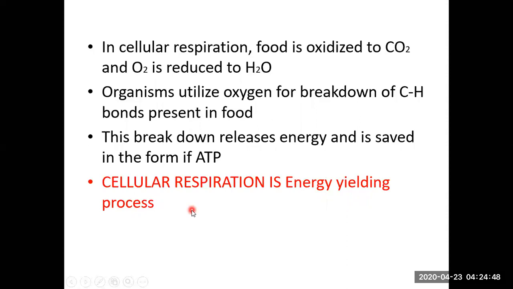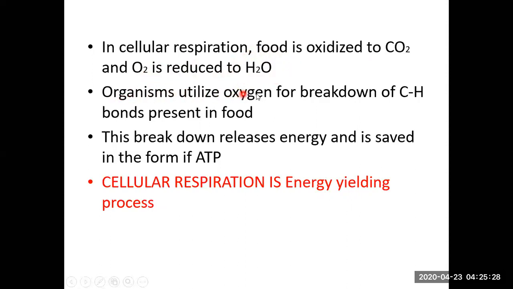So what exactly happens there? In cellular respiration, food is oxidized, or broken down, into carbon dioxide, and oxygen is reduced to H2O. I hope you remember the mnemonic that we learned in our last lesson: LEO says GER. Loss of electrons is called oxidation, while gain of electrons is called reduction. So food is oxidized and carbon dioxide is formed, and oxygen is reduced. After reduction, it gains 2 electrons or 2 hydrogen atoms, and it will produce water, H2O.